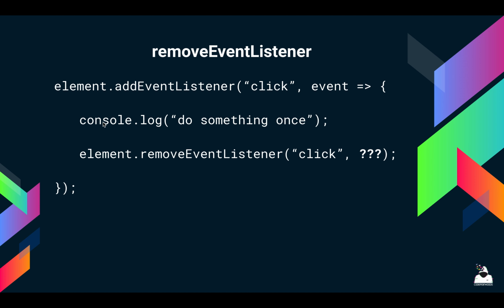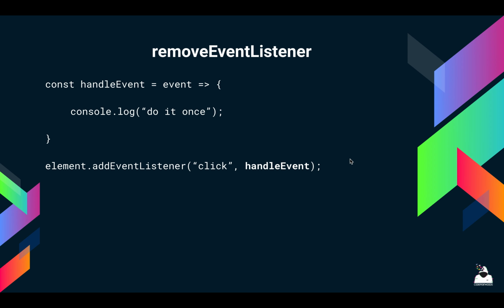When that happens, we only want to do something once. So we log out, do something once. Then we call removeEventListener, removing the event listener that is listening for a click. But which function? We don't have a name to refer to this function because we've just created it as an inline anonymous function, hence why it's called an anonymous function. So we can't actually do it like this.